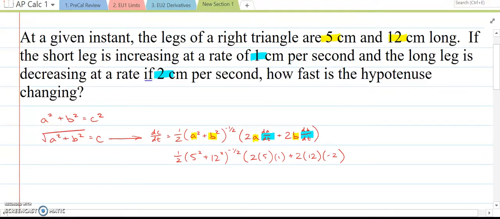And a handy dandy calculator is all you need to finish solving this thing. dc dt will be calculated using a calculator, and the main important thing that you need to make sure you put on here is centimeters per second.